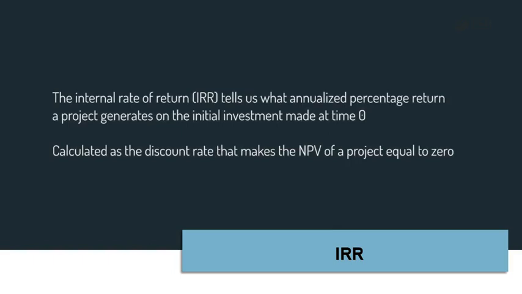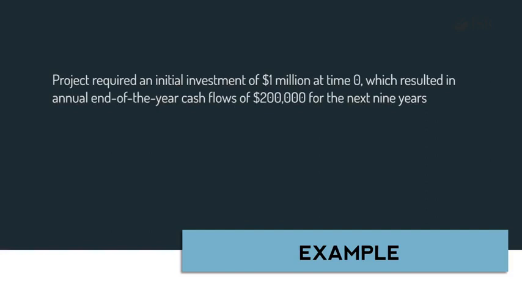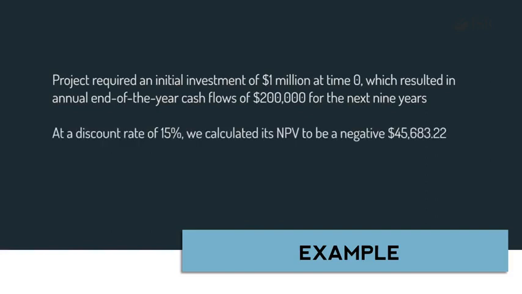Let's revisit our project from last time. The project required an initial investment of $1 million at time zero, which resulted in annual end-of-year cash flows of $200,000 for the next 9 years. At a discount rate of 15%, we calculated its NPV to be a negative $45,683.22. Now we want to find its IRR, which is the discount rate that makes NPV zero.